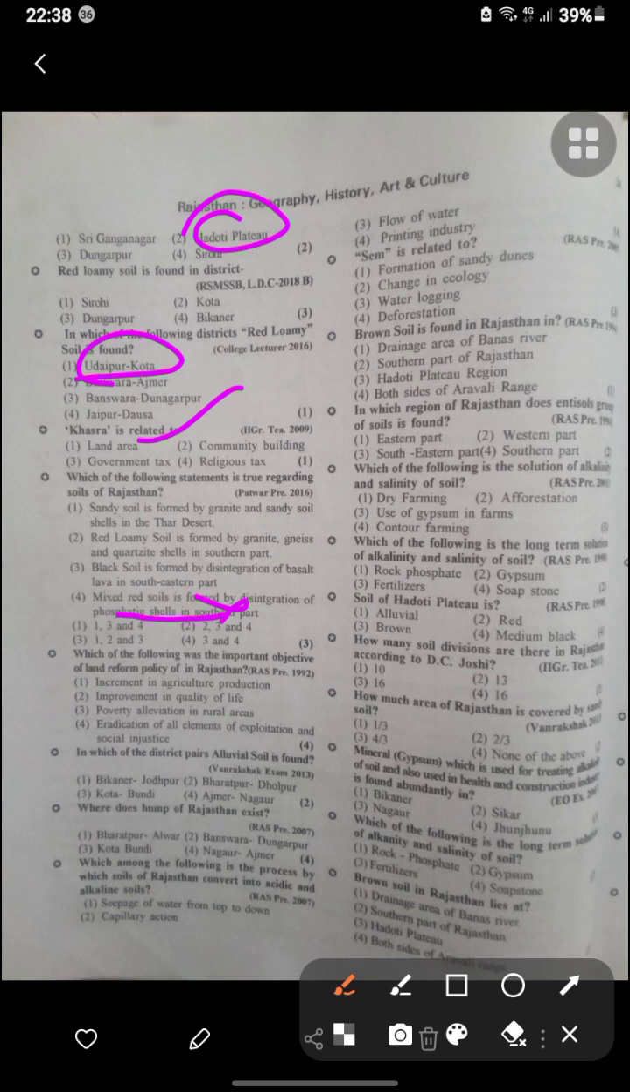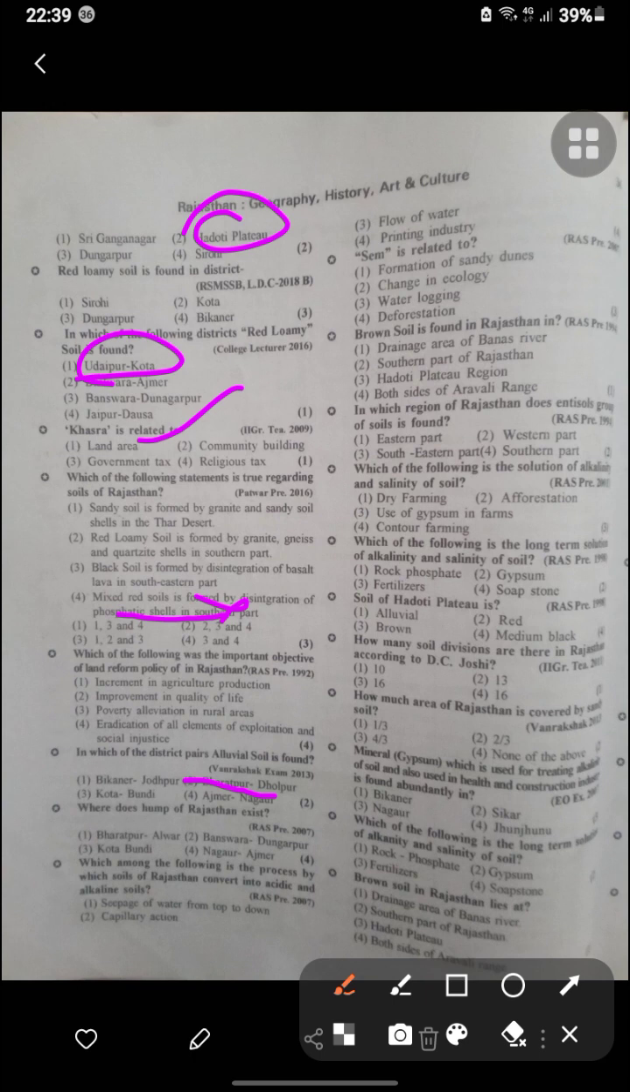Which of the following is an important objective of land reform? That is the eradication of all elements of exploitation and social injustice. In which district pair is alluvial soil found? That is found in Bharatpur and Dholpur. Where does the hump of Rajasthan exist? That is Nagaur and Ajmer, the hump of Rajasthan.